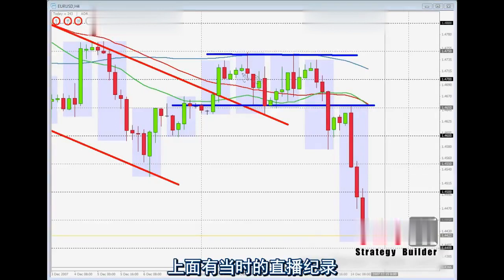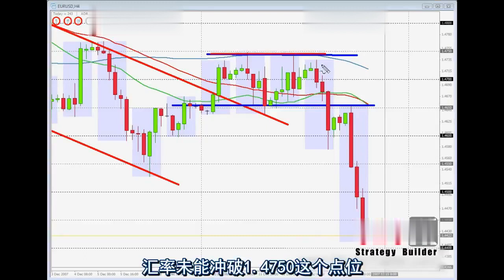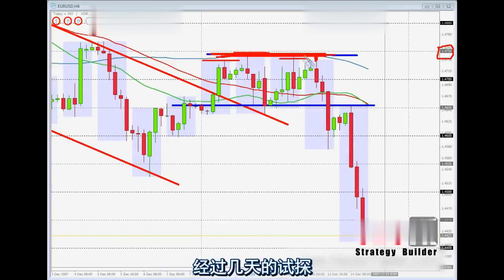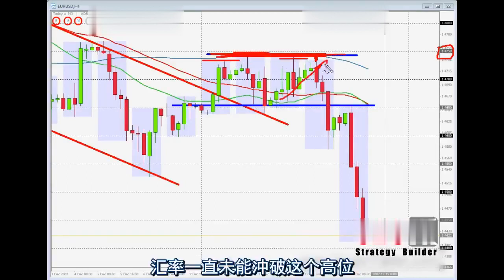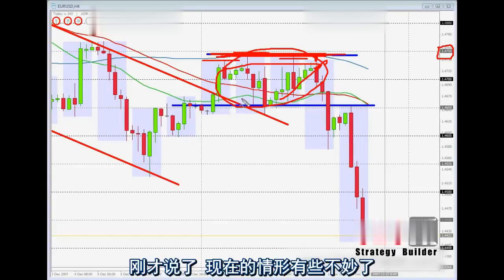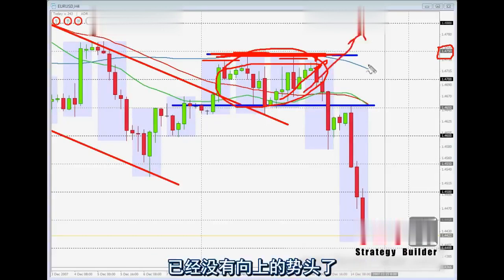If you want to go back to my blog and read that entry, you will see how I mentioned on a live video that price was failing to take out this level, the 147.50 level, which had been the highest point for multiple days throughout the week. Price just could not breach through, and I stopped considering any long entry in this scenario, because like I say, things were not looking good anymore.